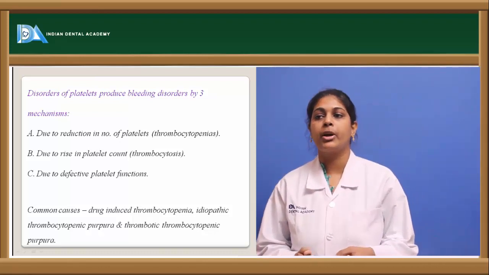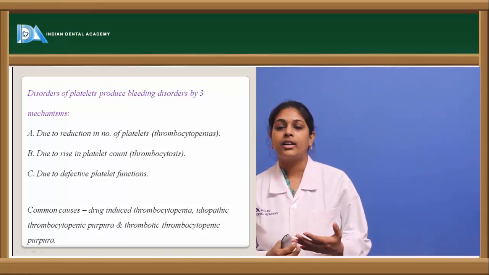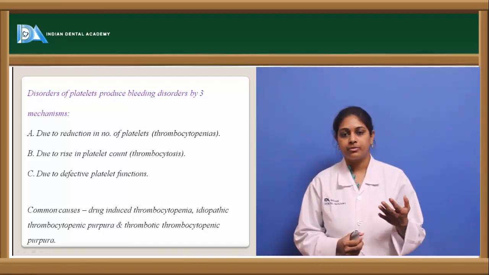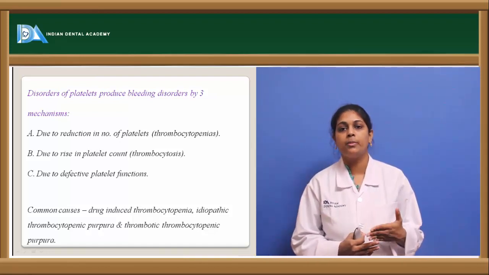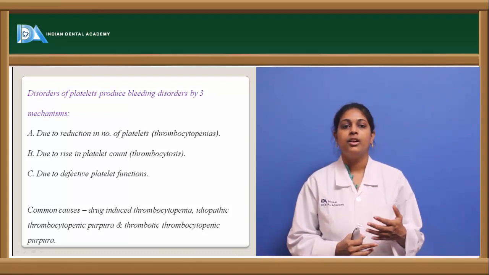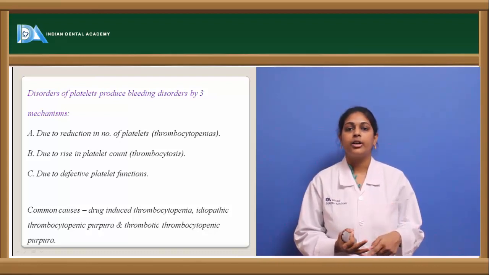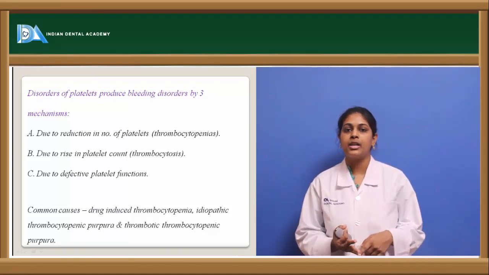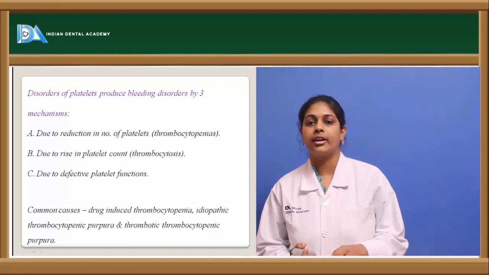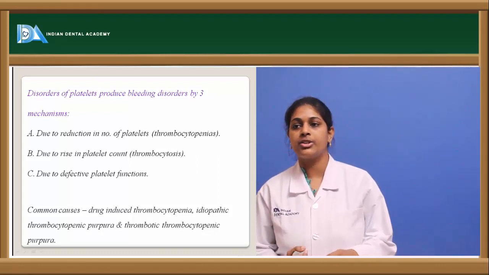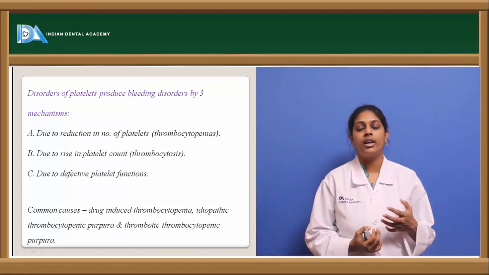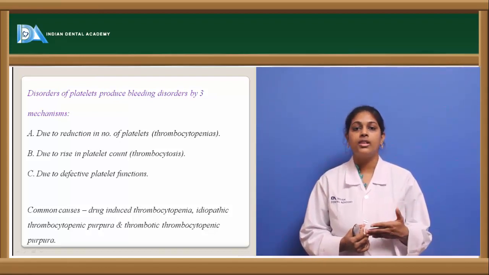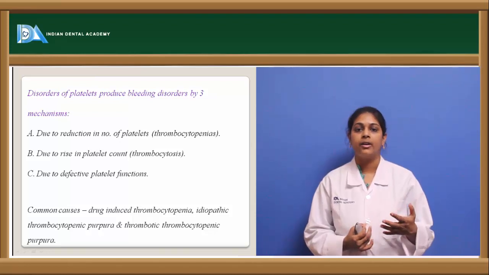Then it could also be because of a rise in the platelet count, which is known as thrombocytosis. Otherwise it could be because of a defect in platelet function. This could be in primary hemostasis or secondary hemostasis. In primary hemostasis, it could be in the aggregation stage, adhesion stage, or release reaction stage. So any hampering or impairment in all these stages can result in bleeding.